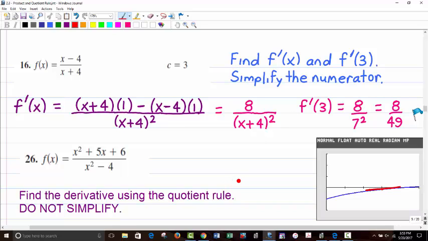Okay, this one we want to find f prime of x and then find f prime of 3. So now we're going back to the concept of finding slopes of tangent lines, but now with derivatives that require product and quotient rules. So it's a previous concept applied to a new type of derivative.